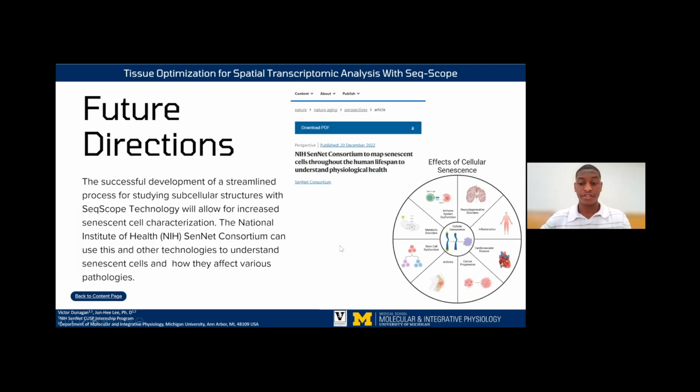So as far as future directions for this work, the main goal of the NIH SenNet consortium is to map senescent cells throughout the human lifespan in order to understand physiological health. Cellular senescence is the phenomenon in which cells lose their replicative potential as time goes on. And this is due to the fact that as DNA continues to replicate, the telomeres at the end of the DNA continue to shorten over time, as you can see in this figure over here.